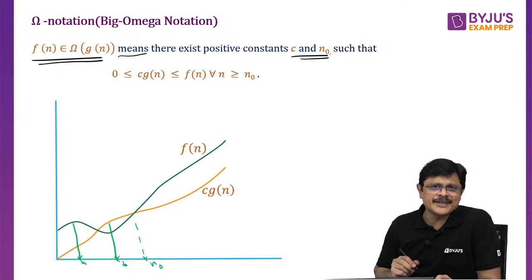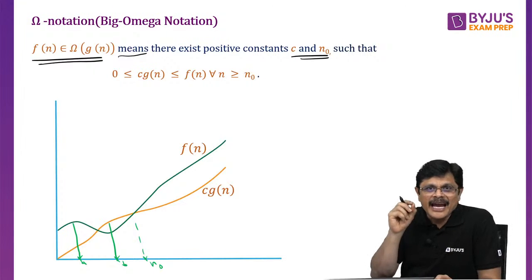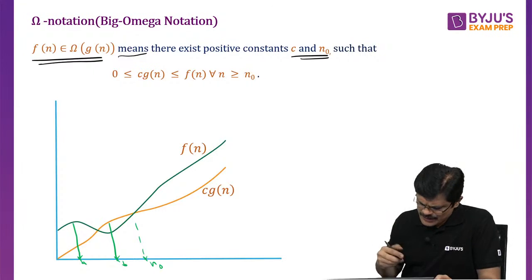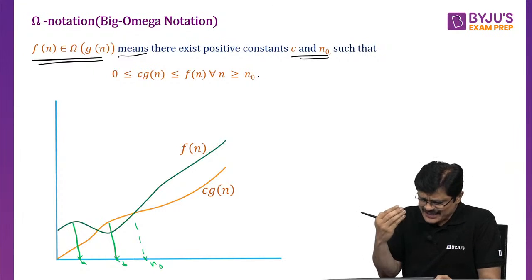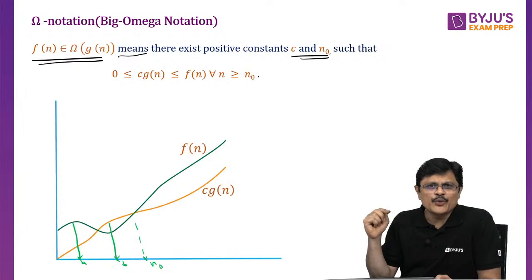Yeah, at A, which function is larger? f(n) or C times g(n)? Which one is larger at point A? कौन सा लार्ज है? f(n) लार्ज है या C times g(n) लार्ज है? f(n) is the green graph, C times g(n) is the orange graph. Which one is larger?